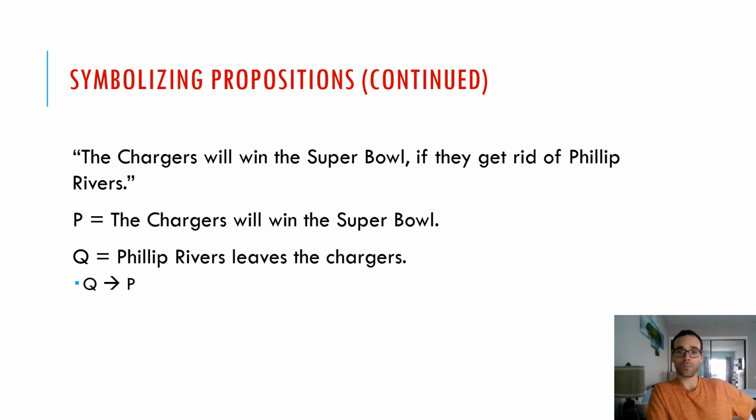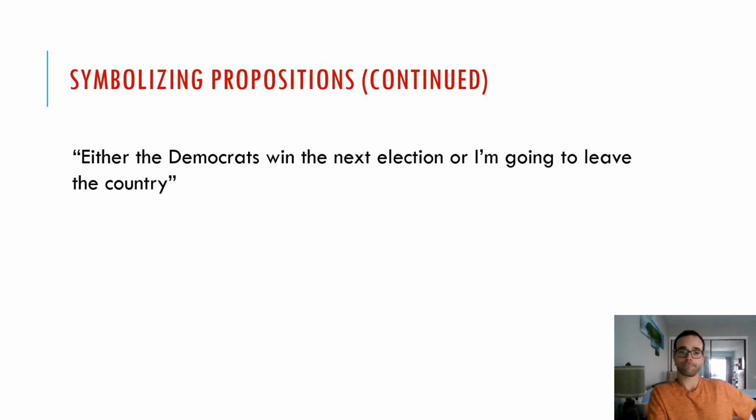The Chargers will win the Super Bowl if they get rid of Phillip Rivers. Two simple propositions, and this being a straightforward if-then claim, we see that Phillip Rivers is attached to the if, so we would actually have that be the antecedent. So if Phillip Rivers leads the Chargers as our antecedent, we would read this Q arrow P. Here we have another, either the Democrats win the next election or I'm going to leave the country.